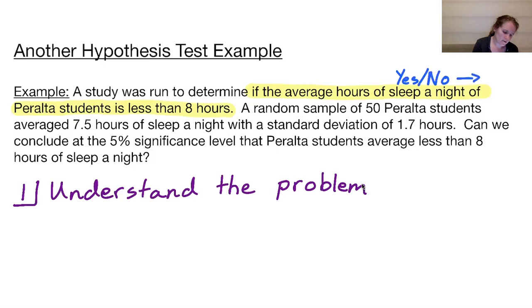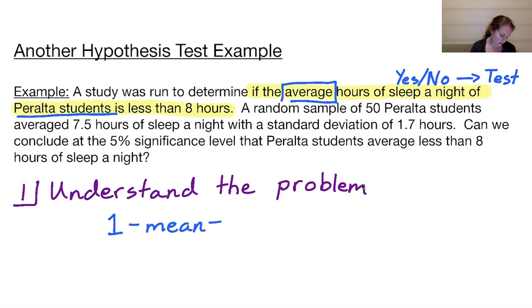So we know that we are doing a test. We are dealing with the average. So we are talking about the mean. And then we just have one population, namely Peralta students. So we're looking at one population, talking about the mean, and running a test.